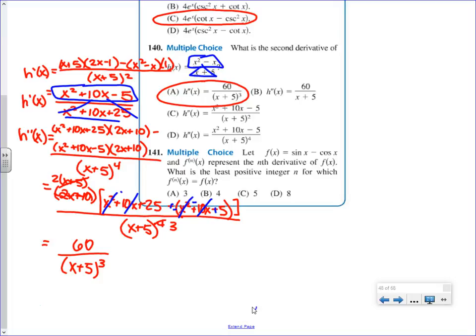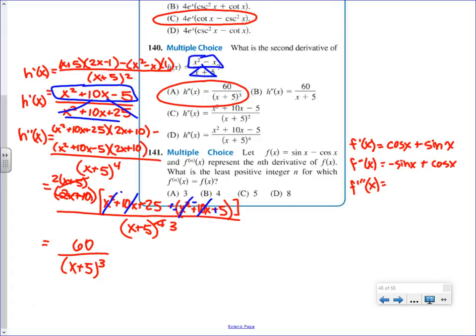They're asking, when will the derivative equal the function? You just start going. What's the first derivative of my function? Cosine plus a negative sine. That's not the same. It needs to be the same. Take the second derivative. Negative sine of x plus cosine of x. That's not the same either. Take the third derivative, which means go again.